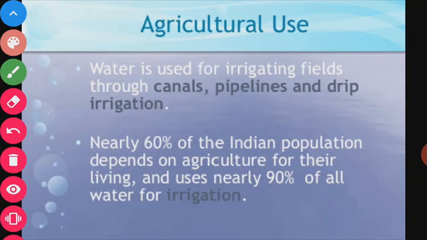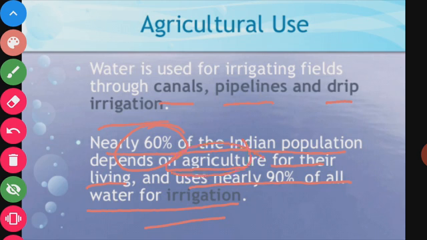Agriculture use: water is used for irrigating fields through canals, pipelines, and drip irrigation. Nearly 60% of the Indian population depends on agriculture for their living and uses 90% of all water for irrigation. As I have already told you, 60% of the Indian population depends on agriculture for their living, and 90% of the total water in India is used for irrigating the fields.